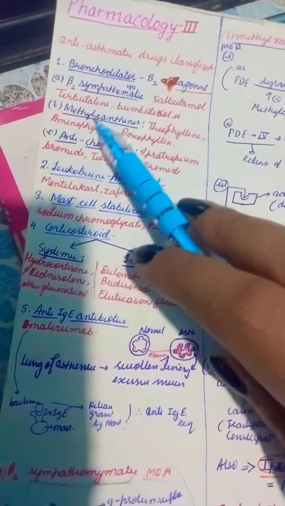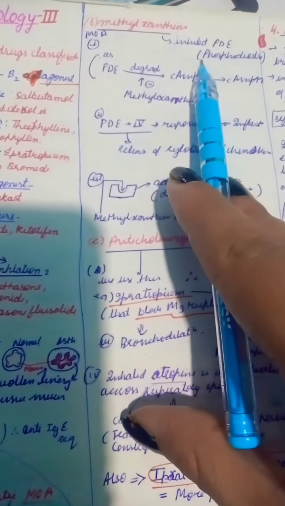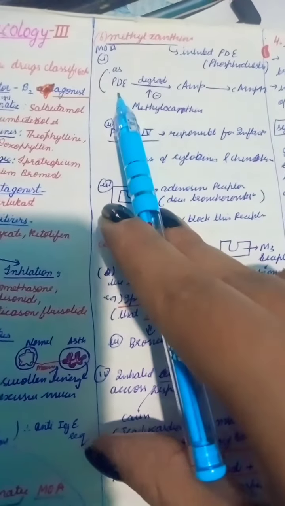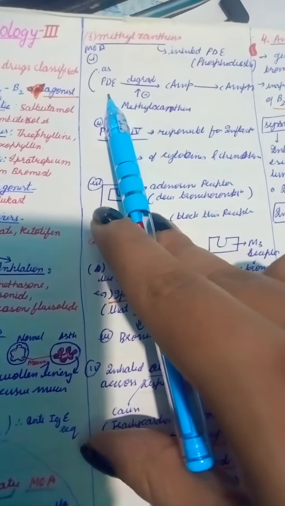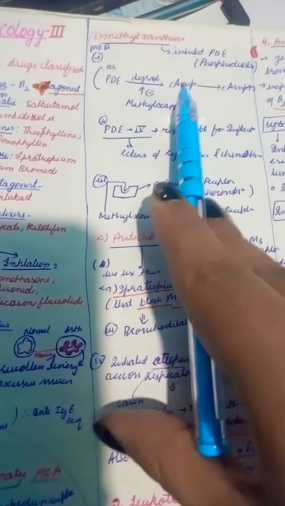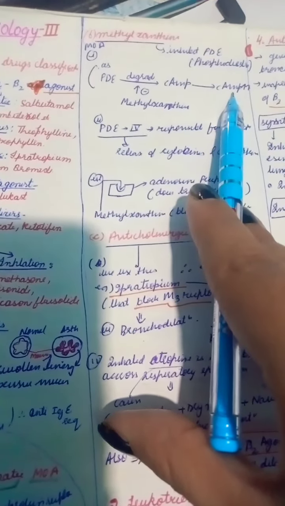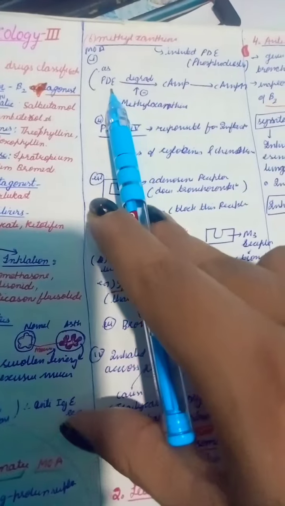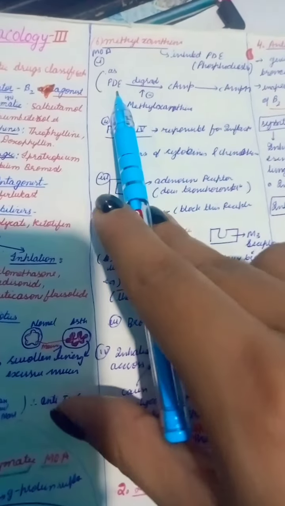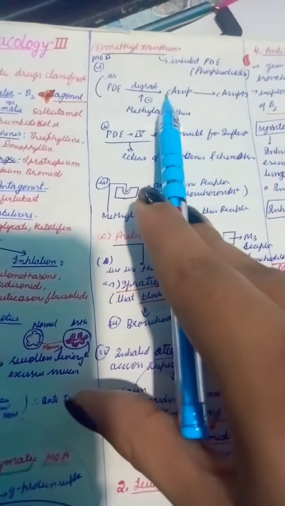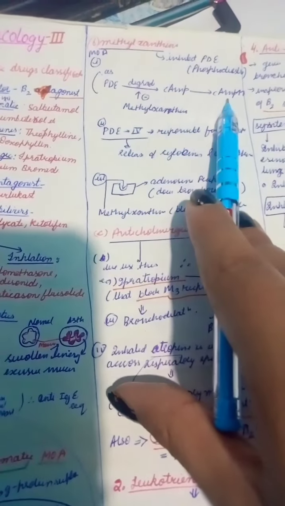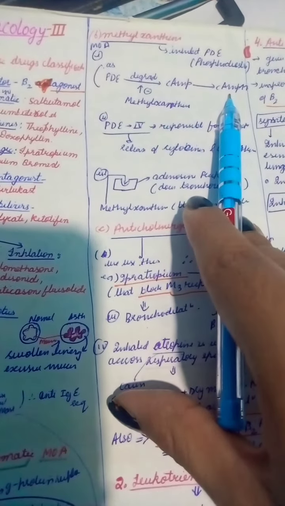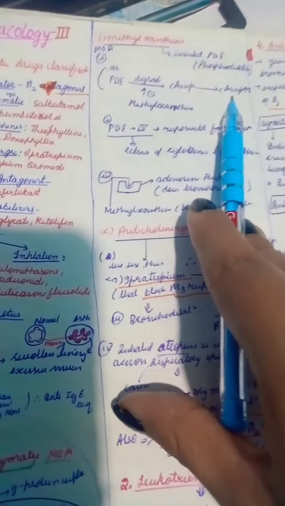B is methylxanthine. This acts as an inhibitor of PDE, phosphodiesterase. What does phosphodiesterase do? It degrades the cAMP. But cAMP is responsible for bronchodilation. So therefore PDE degrades this. So methylxanthine inhibits this PDE. Therefore cAMP level increases and therefore muscle constriction doesn't occur.